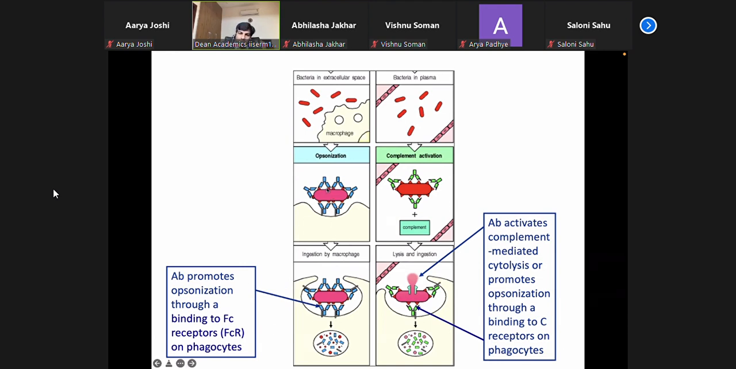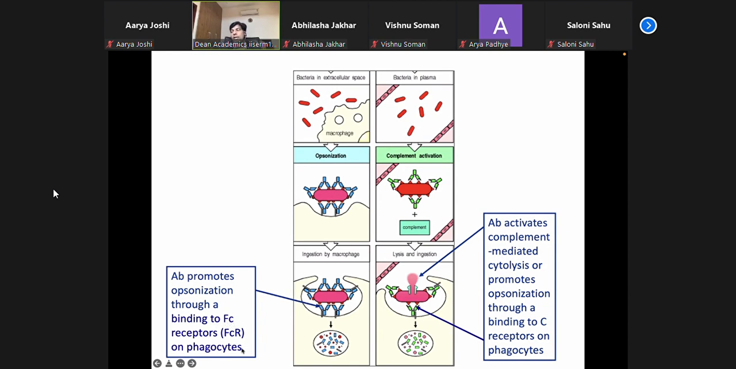The process by which this antibody binds to these different antigenic moieties present on the microbe is called opsonization. You have this microbe. It has these different antigens. If your antibody is specific to those antigens, it will go there and bind to it. And then by involving the constant region of the antibody molecule, it will facilitate its internalization. As it is written in this box, antibody promotes opsonization through binding to Fc receptor on phagocytes.